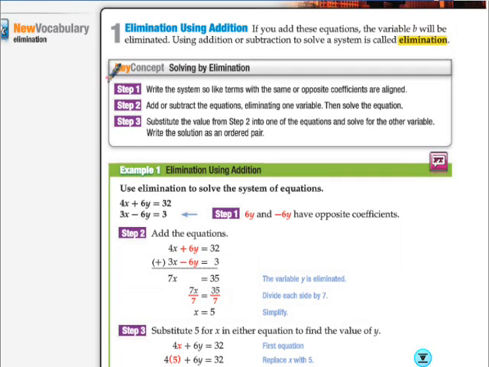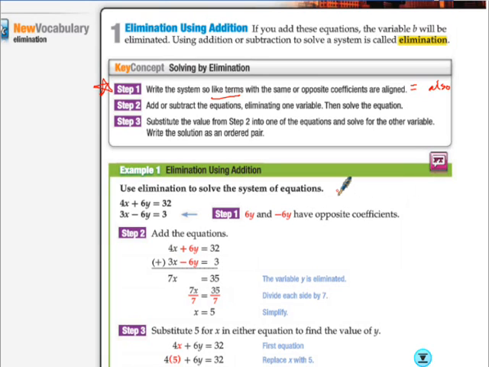So here's what it looks like. Here are the steps, and I think the steps are important. Step one is absolutely the most important. You need to write the system so that the like terms and the equal signs are all lined up. That's step one. That's really important.